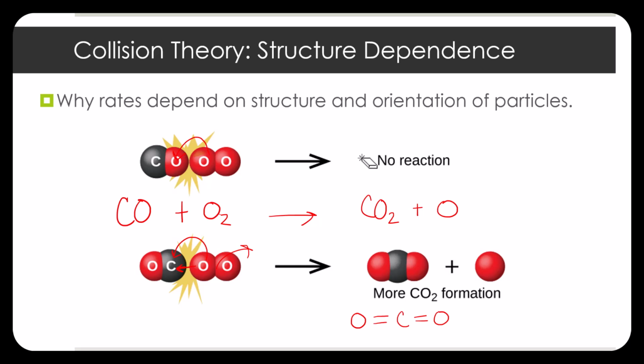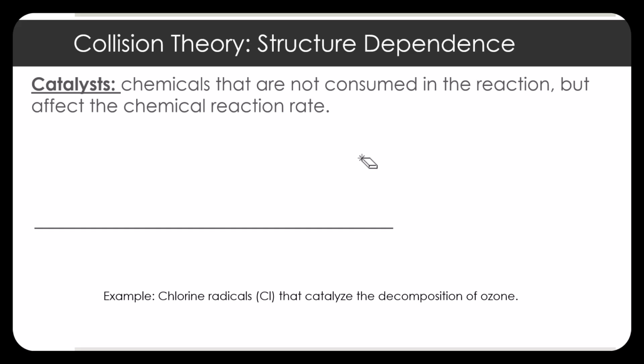If orientation of particles is so important, are there ways that we can manipulate how molecules are oriented or structured to facilitate or speed up these reactions? Is there something I can do to speed up the reaction between carbon monoxide and oxygen? And there is: something called catalysts. Catalysts are chemicals that are not consumed during a chemical reaction, but affect the reaction rate. They speed it up.